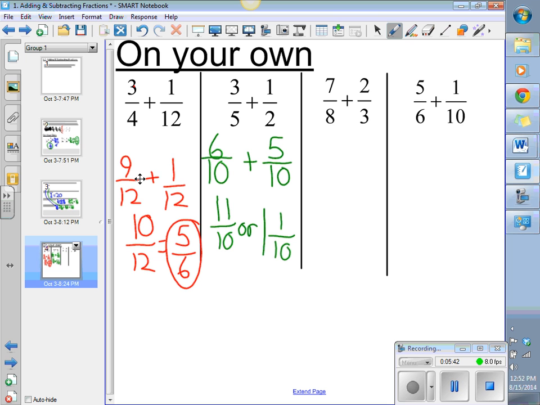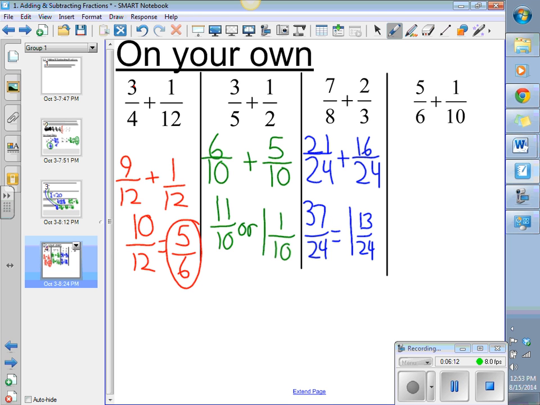Next, we have 7/8 plus 2/3. Well, 8 and 3, if ever in doubt, multiply them together. We get 24 for a common denominator. 8 times 3 is 24. 7 times 3 is 21. 3 times 8 is 24. 2 times 8 is 16. Add these up. We get 37/24ths. Or to make it a mixed number, we could say 1 and 13/24ths. Either way is fine.